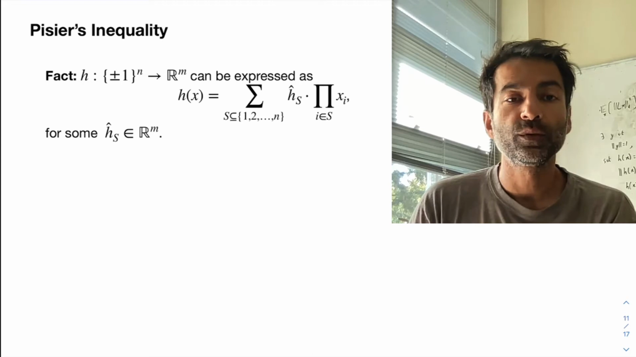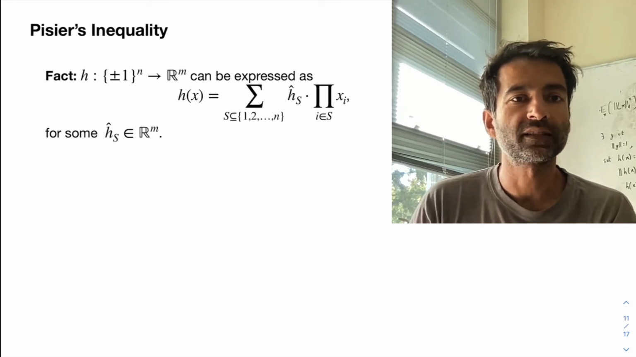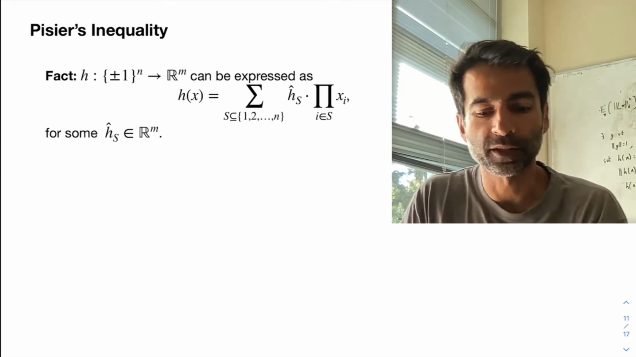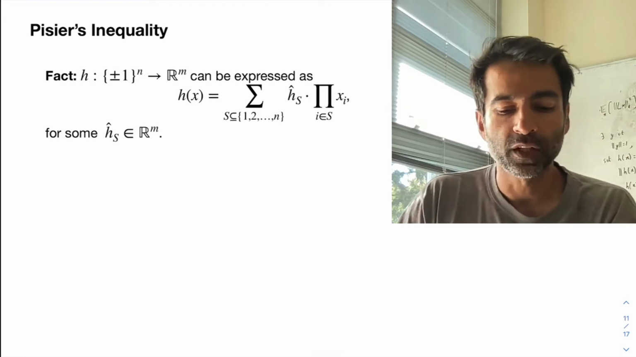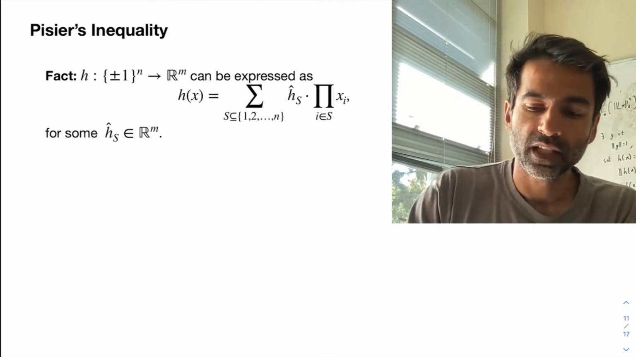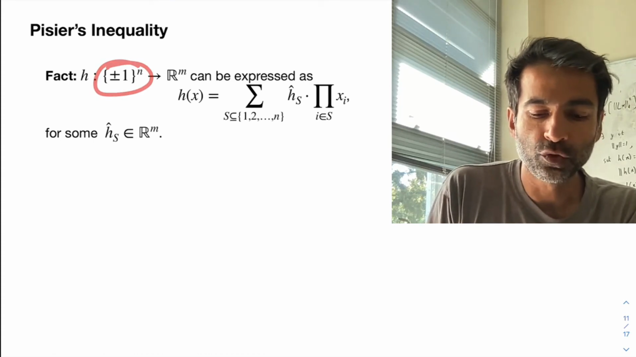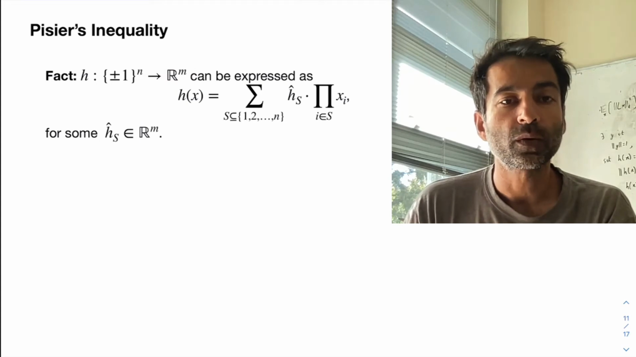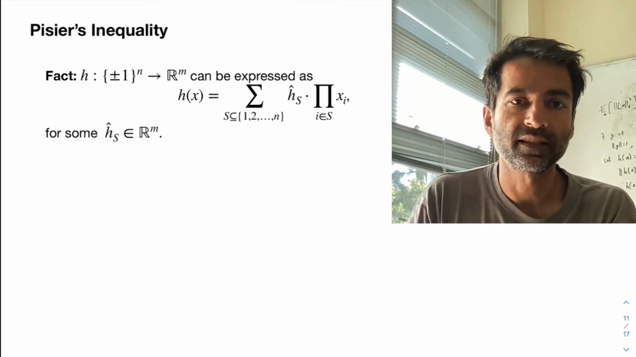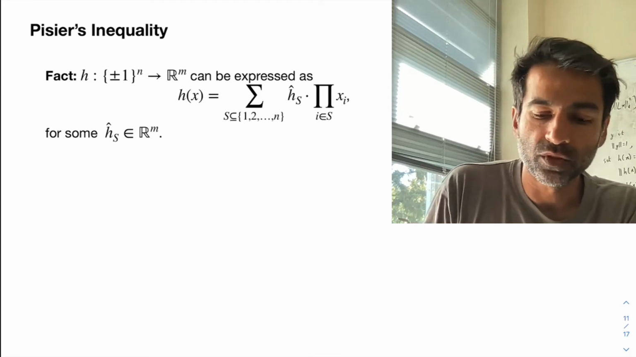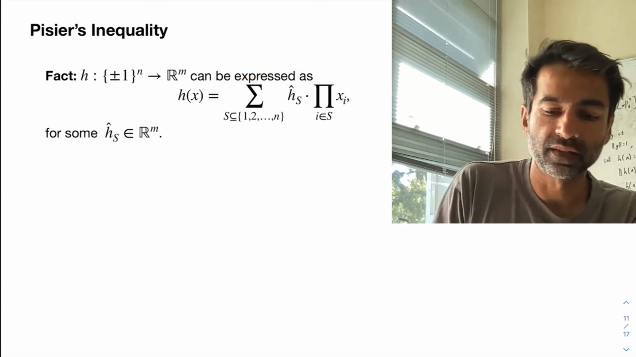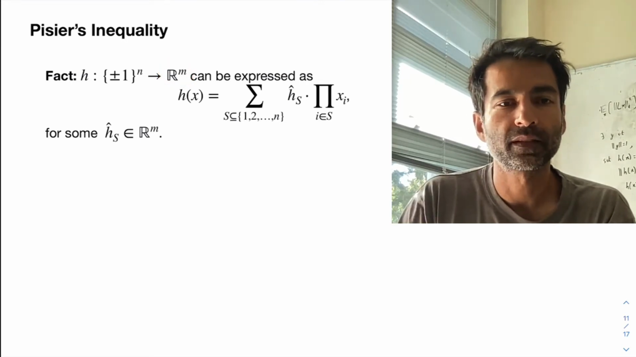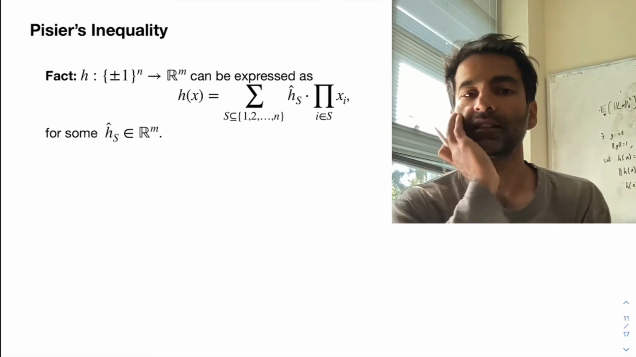To prove the theorem, we're going to use a really beautiful inequality from Fourier analysis called Pajor's inequality. I'm not going to prove Pajor's inequality, but I might make a video at some other point giving a proof of it. But for now, I'll just state it. So first, let me recall some basic facts from Fourier analysis. Given any function h that maps the cube to vectors, you can always write h of x using polynomials in this way. You can write h of x as a sum like this, where every one of these coefficients is a vector living in the space R to the m. Okay, that's a standard fact that I'll leave it to you to check.